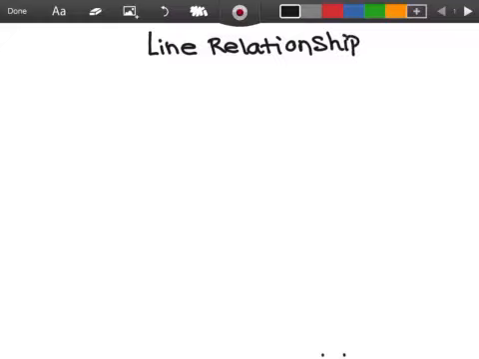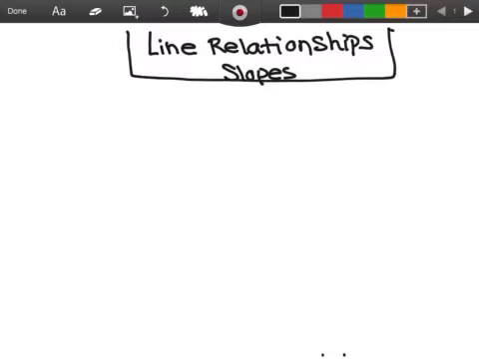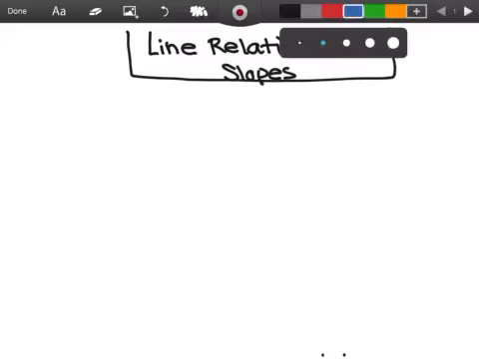Hi guys, in this video we're going to be talking about line relationships that have to do with slopes. Of course, all of the stuff that we've been going over has been referring back to slopes. All right, so I'm just going to lead off with some examples and work through them so you kind of know what I'm talking about.